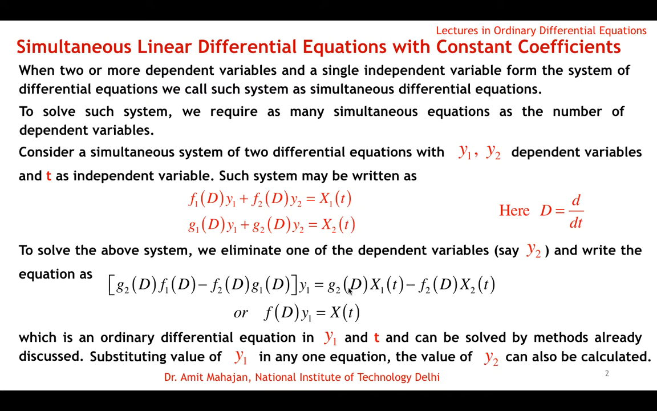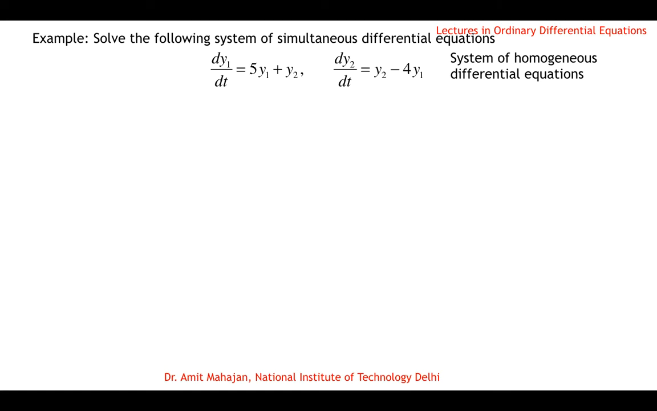Now I take, for example, this: solve the following system of simultaneous differential equations where we are given two equations. dy1 by dt is equal to 5y1 plus y2, and dy2 by dt is equal to y2 minus 4y1. This system is a homogeneous system of differential equations because every term is a term of a dependent variable. There is no term on the right hand side.